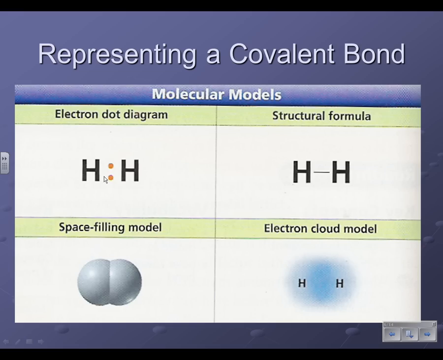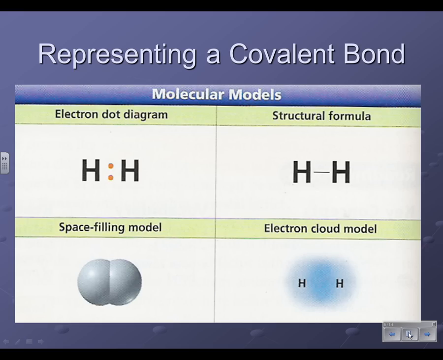So here we're looking at that pair of shared electrons. A lot of times what you will see is that when we have a pair of electrons being shared, we represent that pair with a single line. We refer to this as a structural formula. That line is representing the pair of shared electrons.